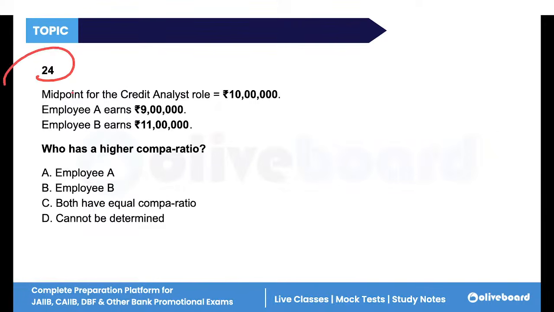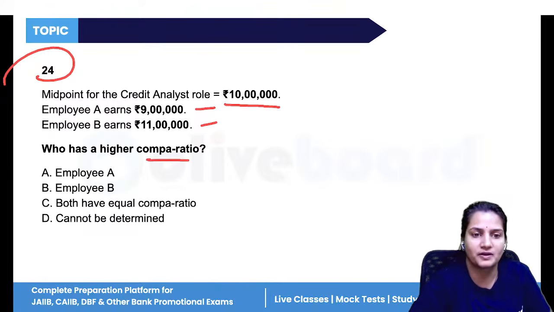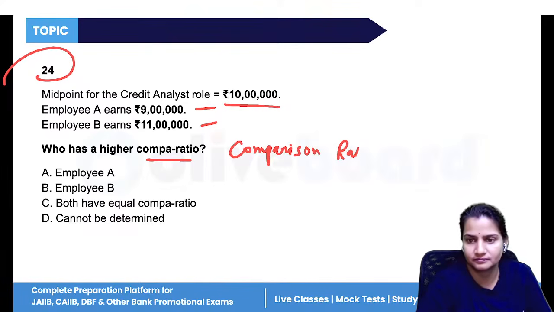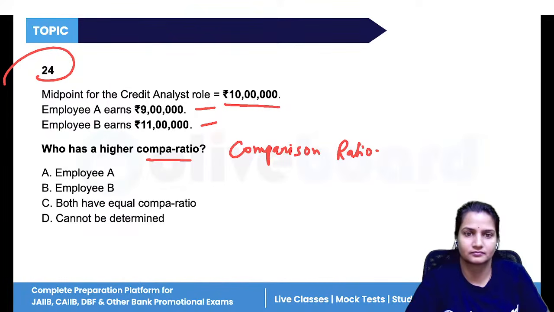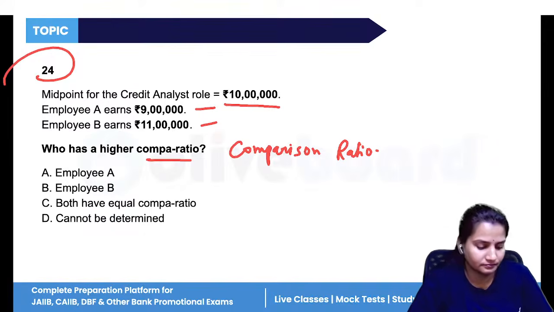Now, next question number 24. The midpoint for the credit analyst role is 10 lakh. Employee A is earning 9 lakh. Employee B is earning 11 lakh. Now, which employee has the higher compa ratio? Compa ratio means comparison ratio. Options: employee A is getting higher, B is getting higher, both have equal compa ratio, or cannot be determined.